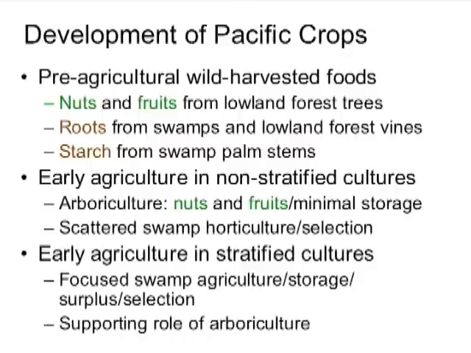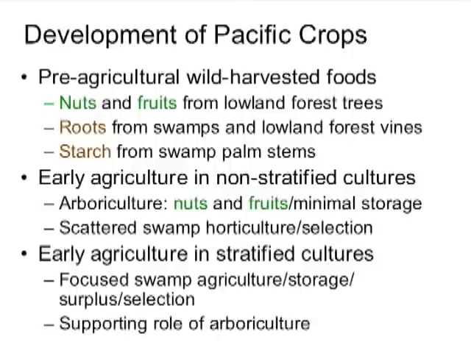We next move into an early agricultural phase, and this is agriculture as practiced by non-stratified societies. This includes arboriculture, or the growing of trees for their nuts and fruits, and a minimal amount of storage of the results of this, so storing some nuts and storing some processed fruits. This includes scattered swamp horticulture and selection of varieties, looking for better types and minor local differences, and selected planting of ones that appear to be a little bit better than others.